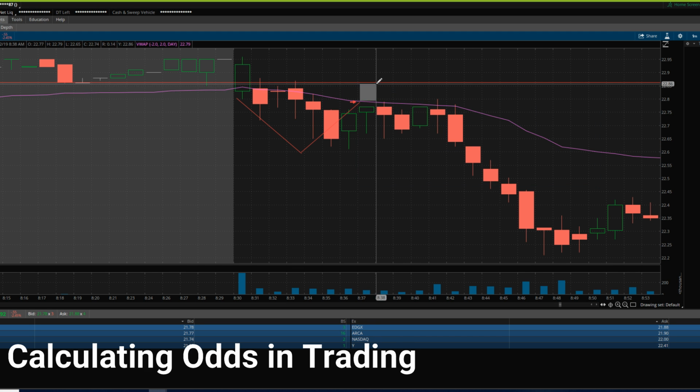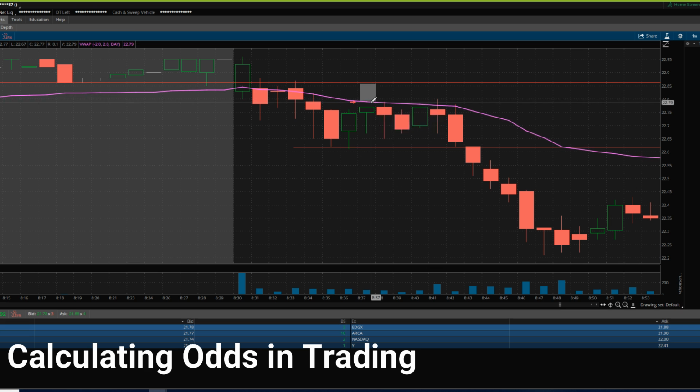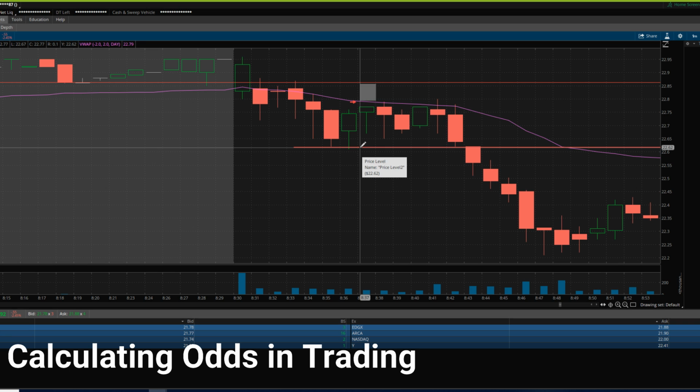Very small, very tight risk. And with the VWAP fade, we're almost always going to use the previous low of the day as our reward target. So our reward target is going to be down here at the previous low of the day. That gives us a risk of about 7 cents, from about 79 up to 86. And then what's our reward target, from about 79 down to 62.